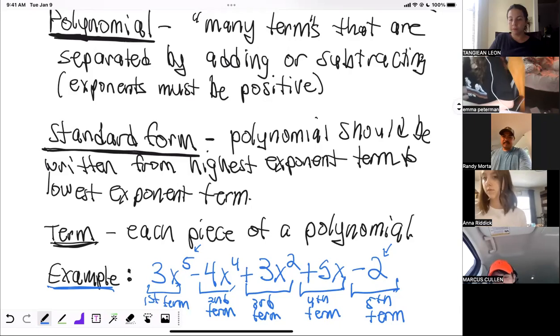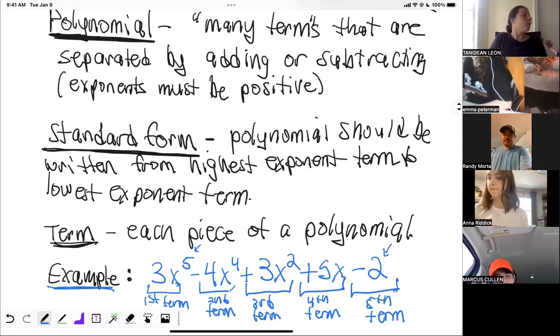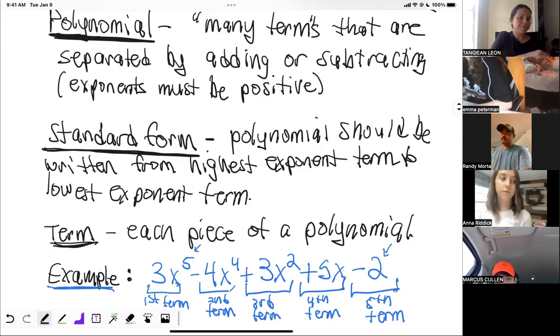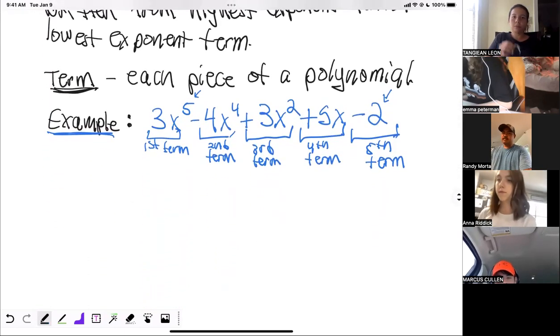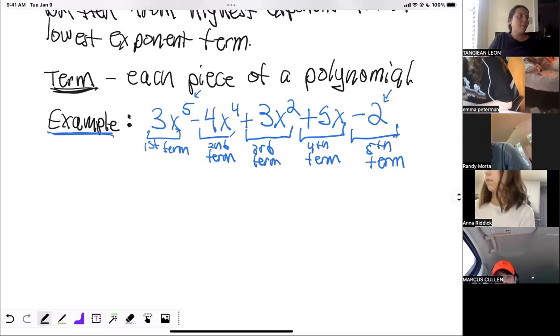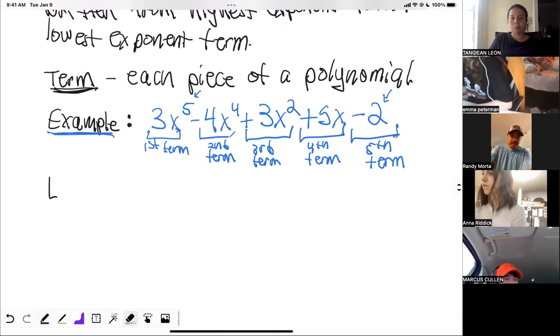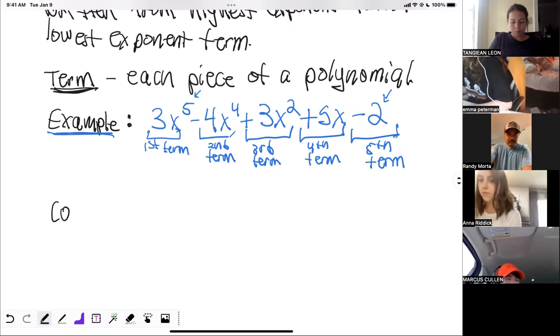Questions so far? I got 3 more vocabulary things to talk about, and then we're going to put it all together, of course we are. No, let me do this one first. Coefficient.